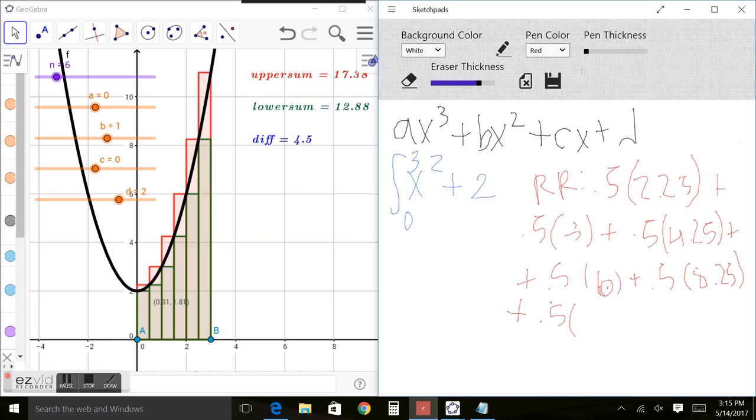And so when you plug in 3, it's actually 11. So it would just be 3 squared, which is 9 plus 2, because we're plugging it into this equation. And so it's 11. That's actually how you find all of these heights.